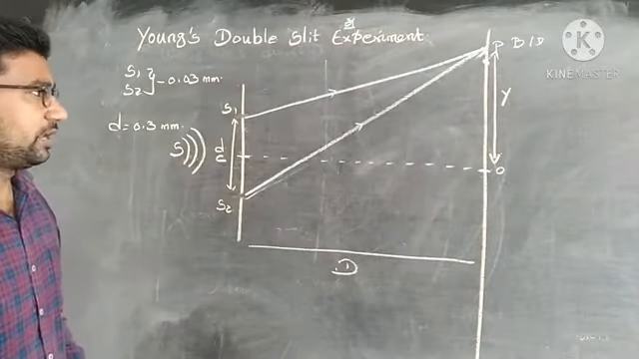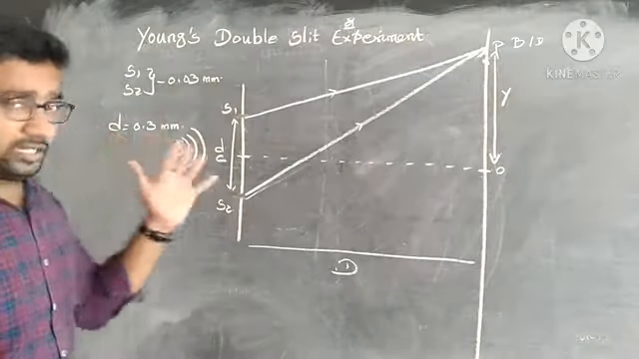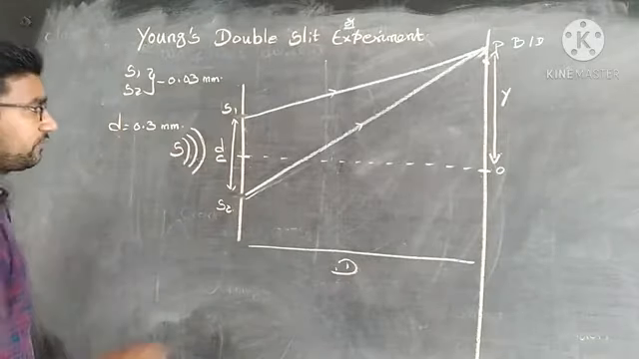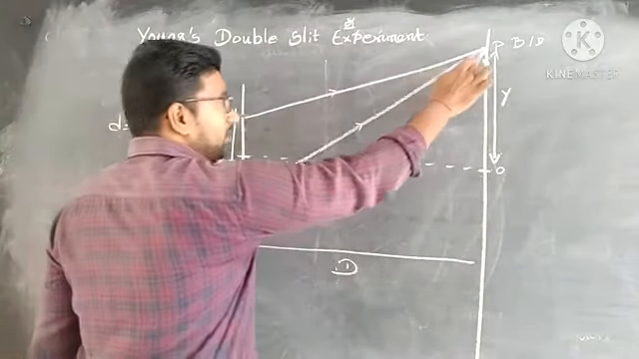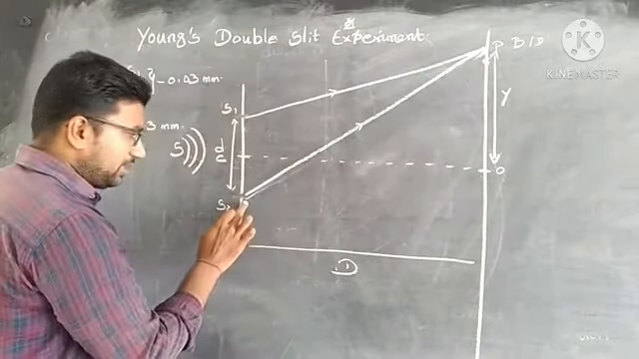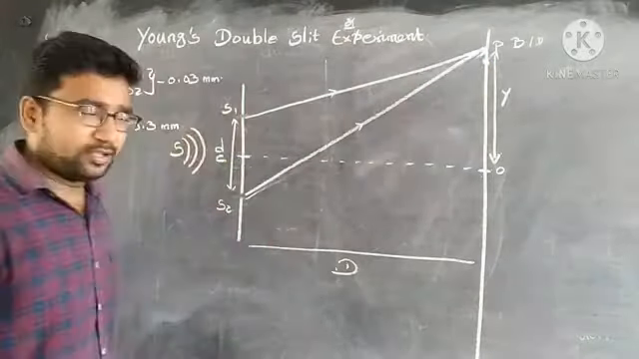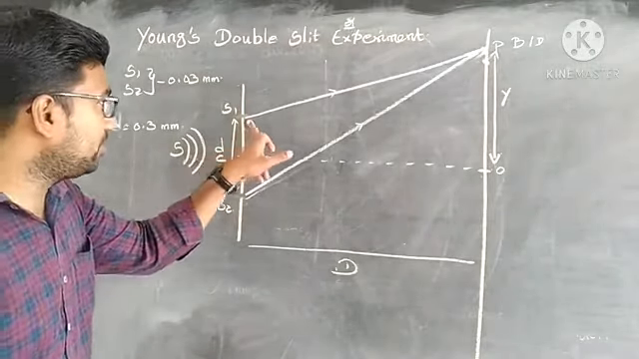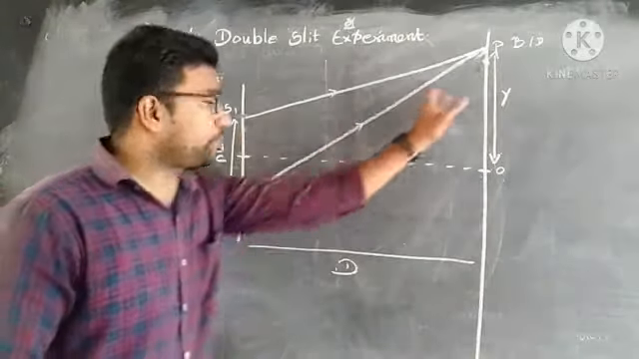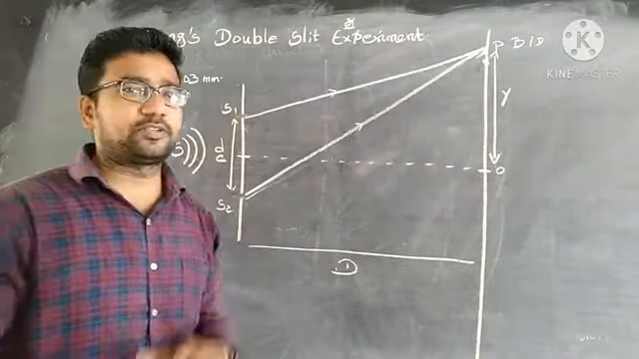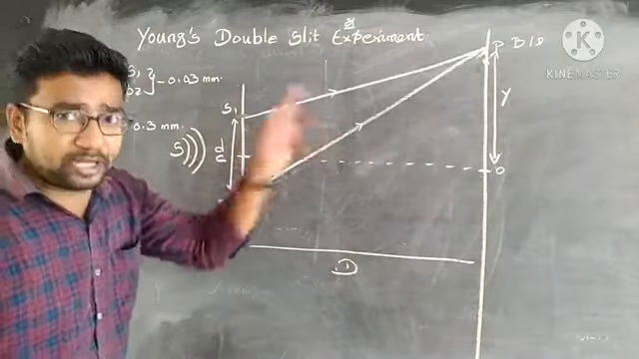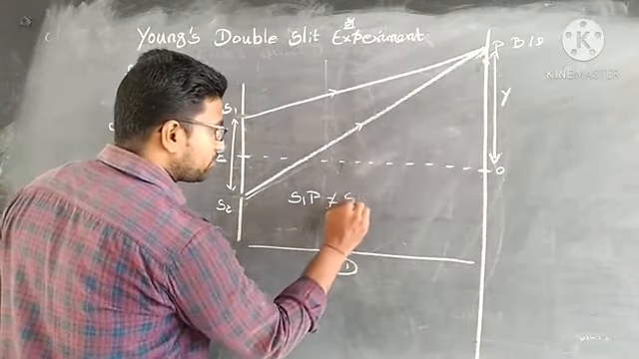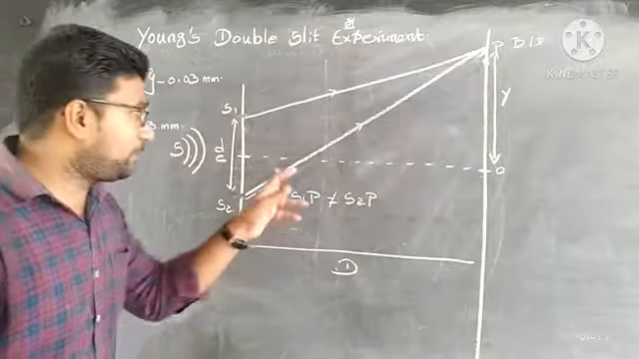Okay, students, let me see. To get the path difference first, and then we will find the bandwidth. From slit S1, the light is impinged at the point P, and from S2, it impinges at the point P. Students, pay attention at this point. See here, the path lengths S1P and S2P are equal. Not possible, sir. The path difference differs. S1P is not equal to S2P. So there is a certain path difference occurring.